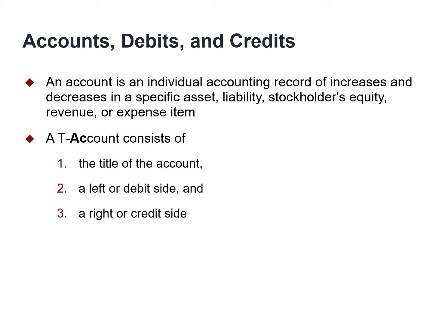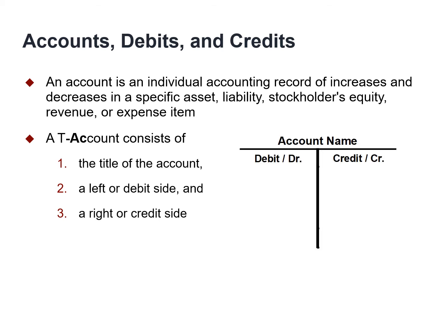In its simplest form, an account consists of three parts: the title of the account, a left or debit side, and a right or credit side. Because the alignment of these parts of an account resembles the letter T, it is referred to as a T account. The term debit, or DR for short, indicates the left side of an account, whereas credit, or CR for short, indicates the right side of the account.